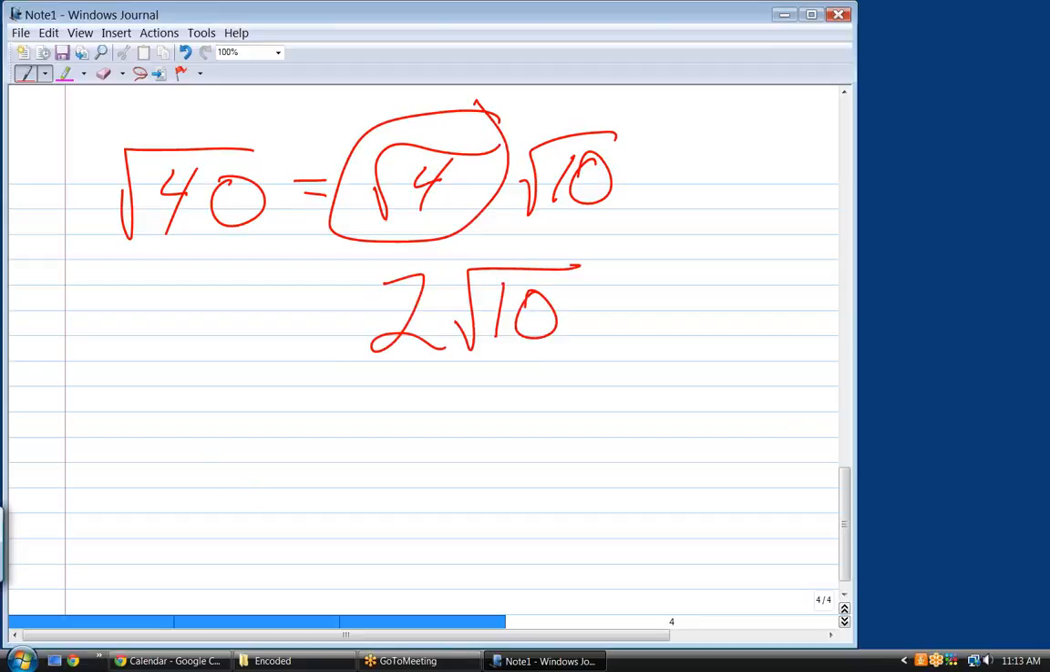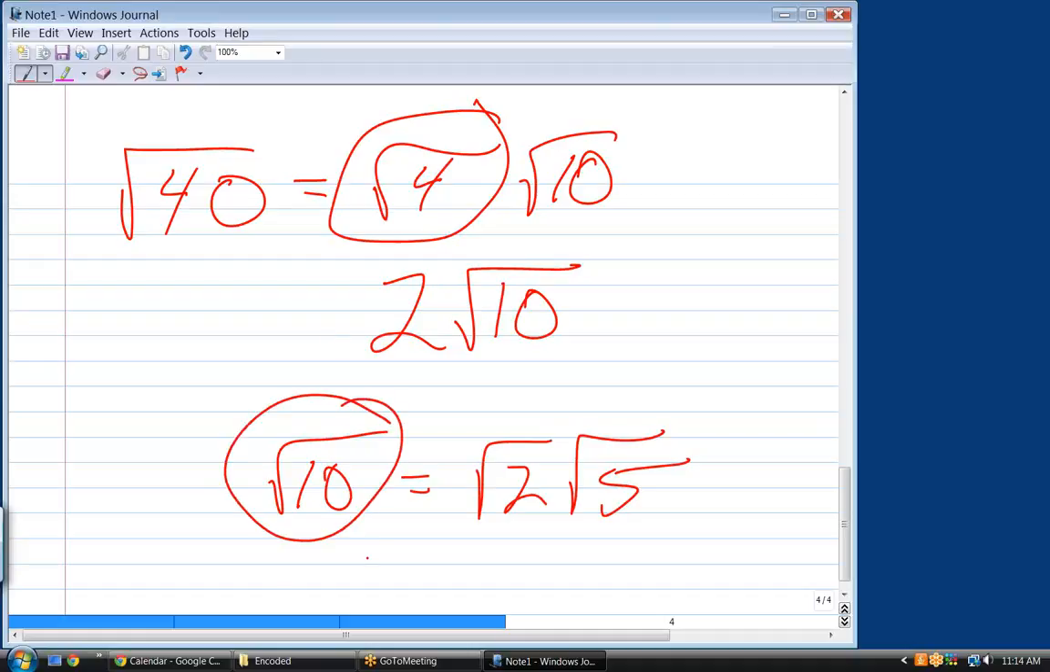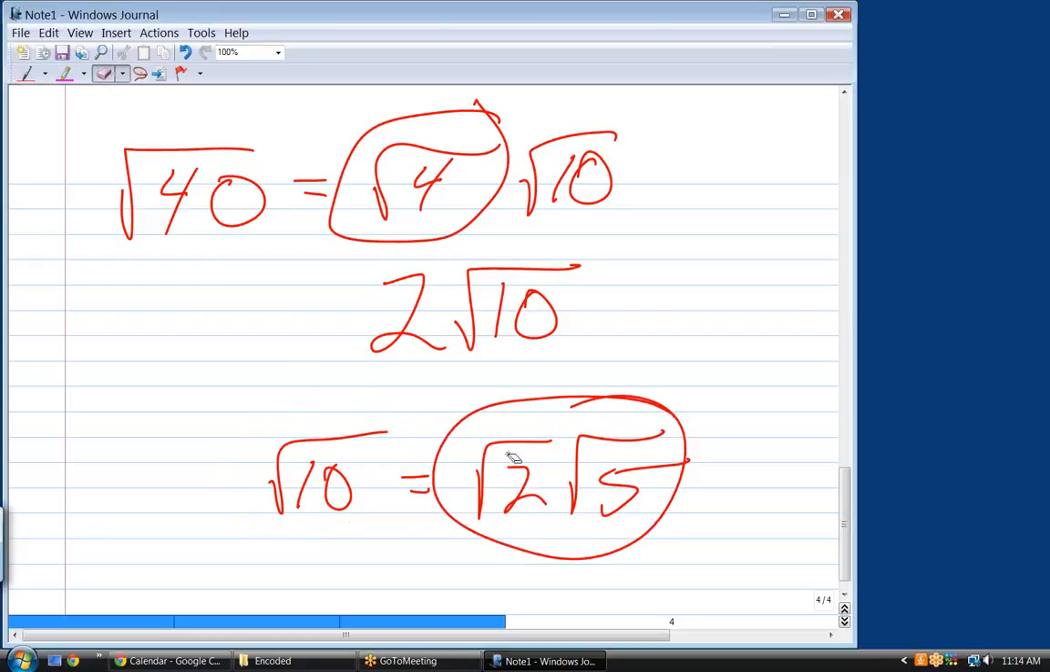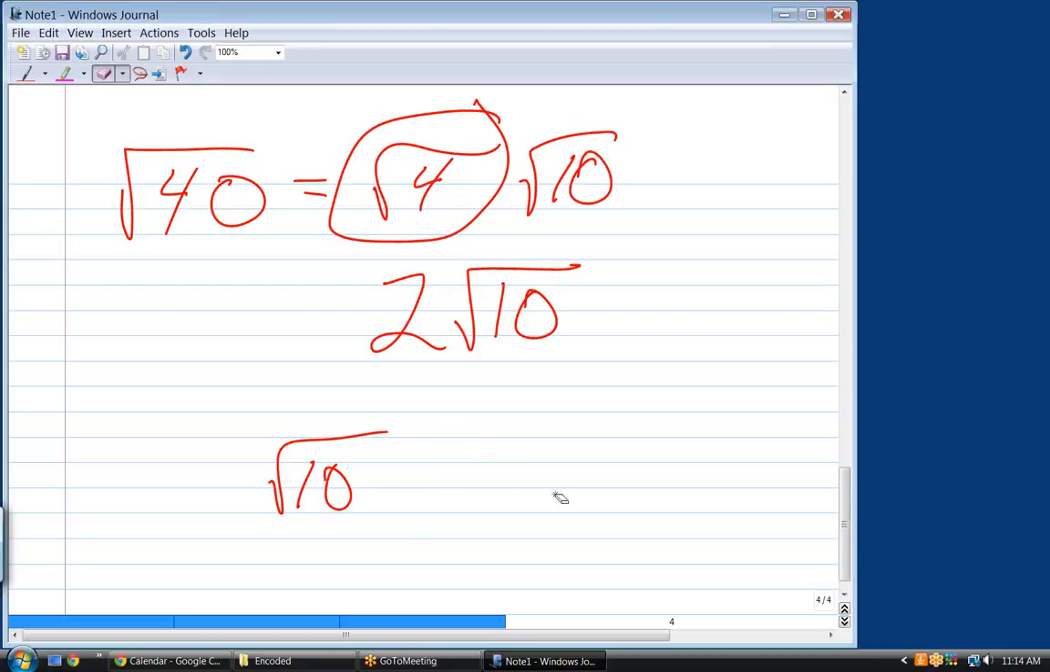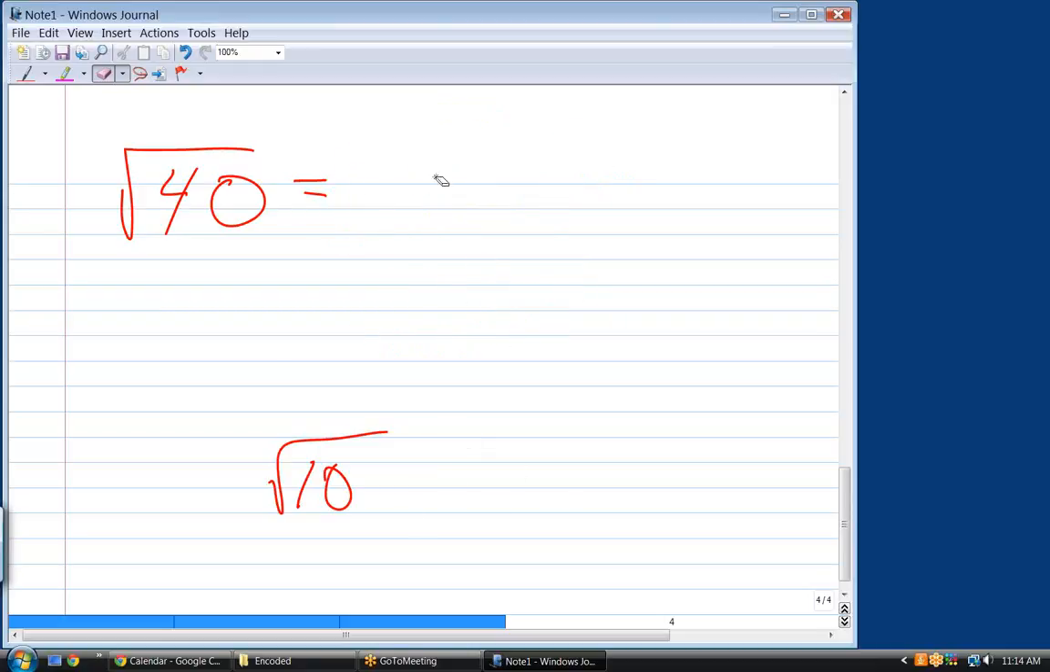While it is true that the square root of 10 is equal to the square root of 2 times the square root of 5, that is not considered simplification. I've taken the square root of a single term and I now have the square root of 2 terms. So we don't reduce unless we can find a factor that is a perfect square number. That's kind of the definition of reducing.